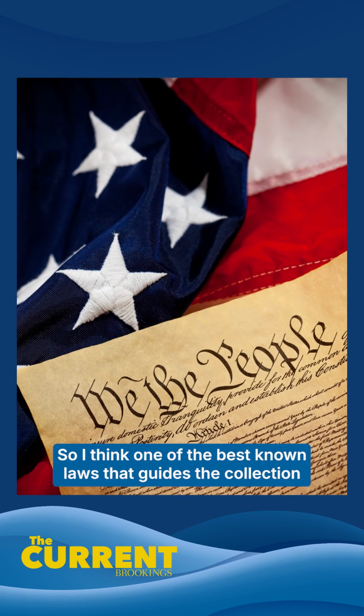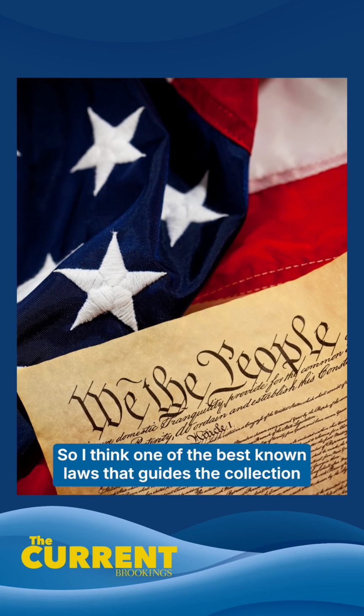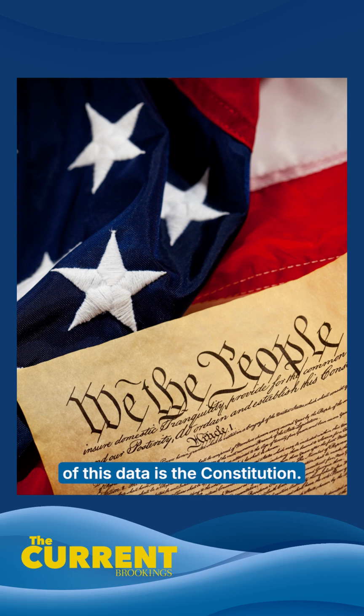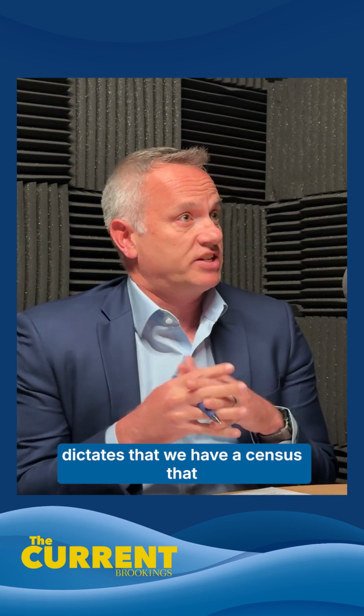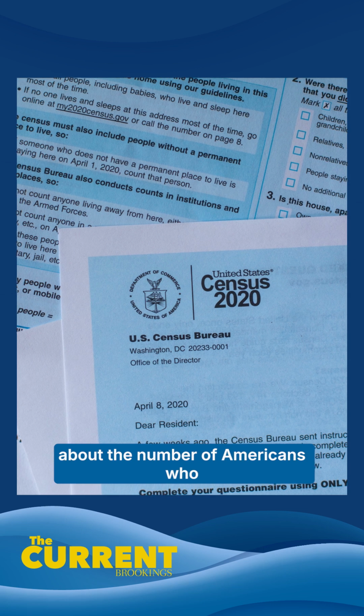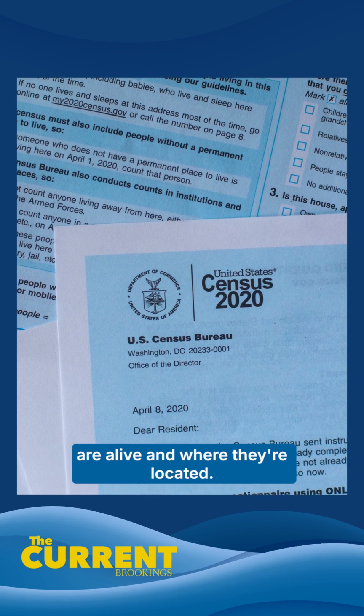So I think one of the best known laws that guides the collection of this data is the Constitution. And so Article 1 in the Constitution dictates that we have a census that goes out and collects information about the number of Americans who are alive and where they're located.